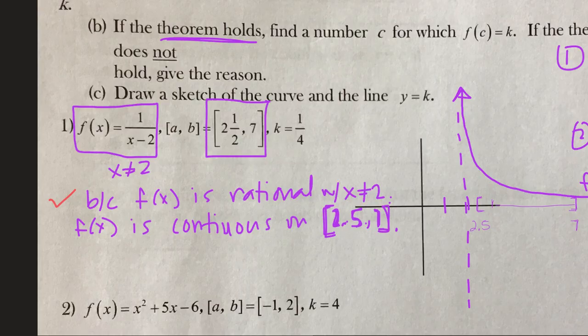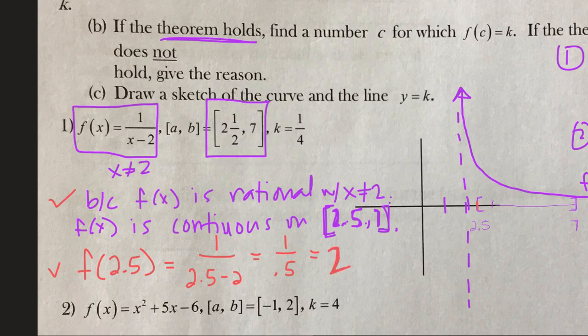Number two, let's find our endpoints. So f of 2.5 is 1 over 2.5 minus 2. 1 over 0.5 is 2. 1 divided by 1/2 is 2. So when x is 2.5, our y value is 2. There's our left endpoint. F of 2.5 is 2.